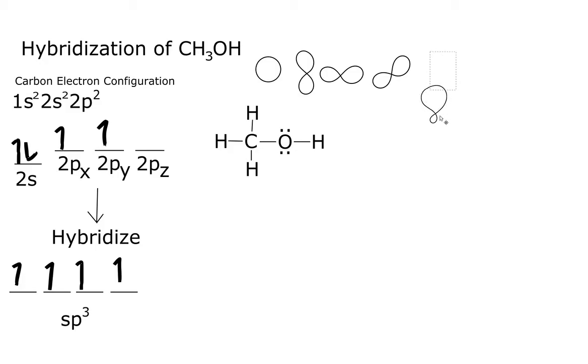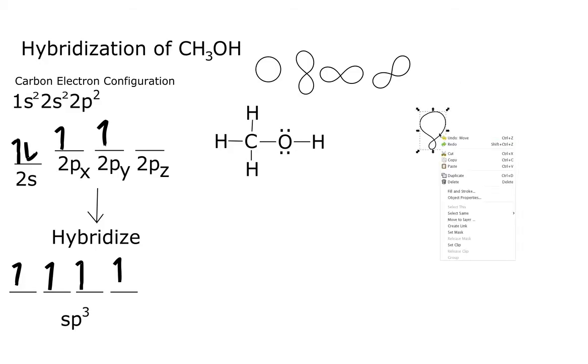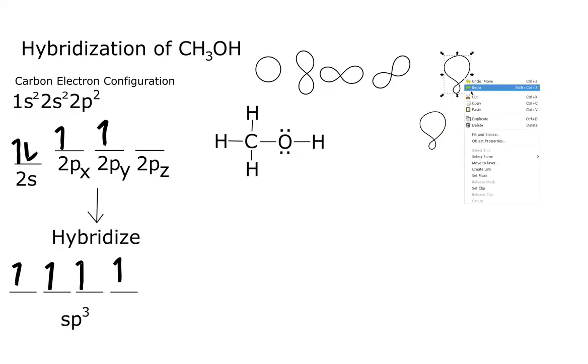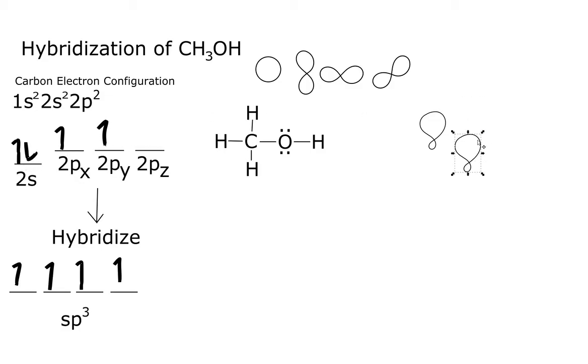Now, when we do this, we're going to have to duplicate this because we have 4 sp3 orbitals. And a good way to make sure you're not losing any orbitals is to count these right here. We have 1, 2, 3, 4 orbitals. 1, 2, 3, 4 orbitals. That's just a good way to double check you're not making any mistakes. So let me just add these sp3 orbitals where they should be.